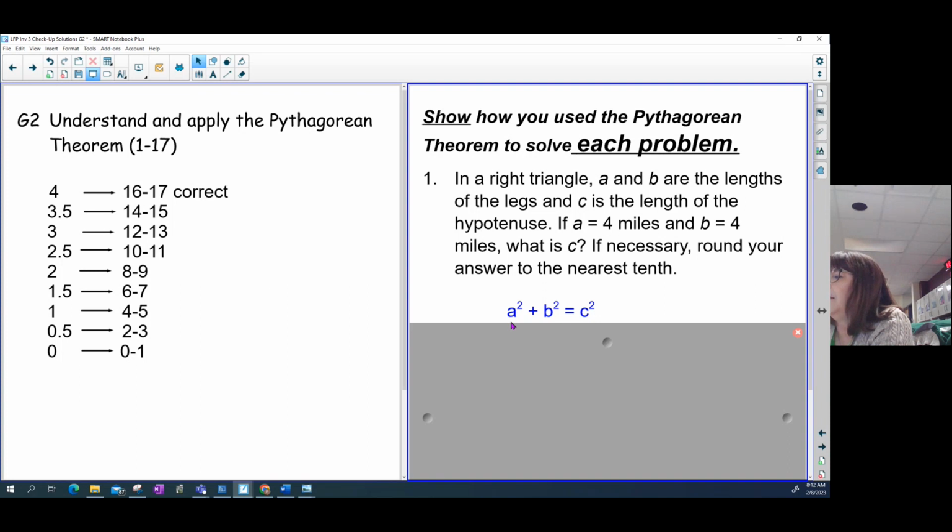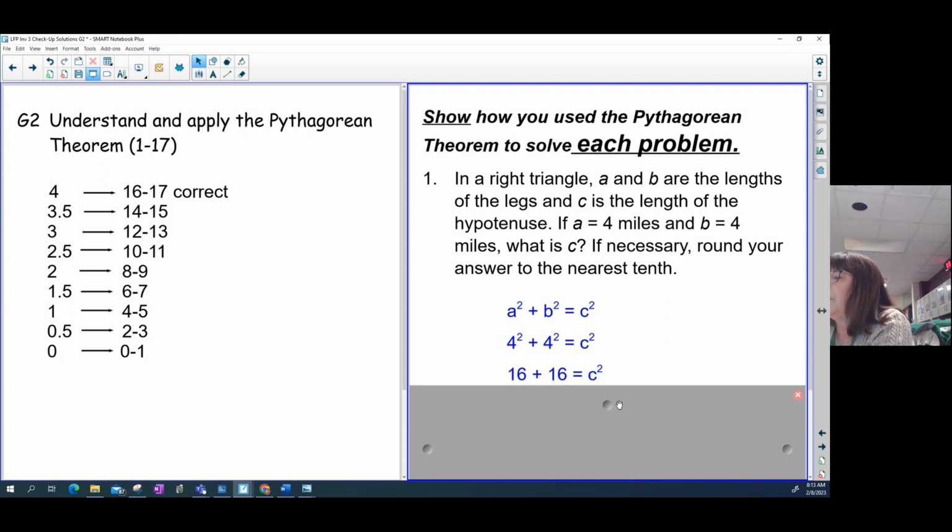So this is the general format that they're all going to go in. You don't have to rewrite it every time, but you do need to have numbers either showing A squared plus B squared equals C squared, or C squared minus A squared equals B squared. So for this one, my legs, A and B, are both 4. So we're going to do 4 squared plus 4 squared, and that's equal to C squared.